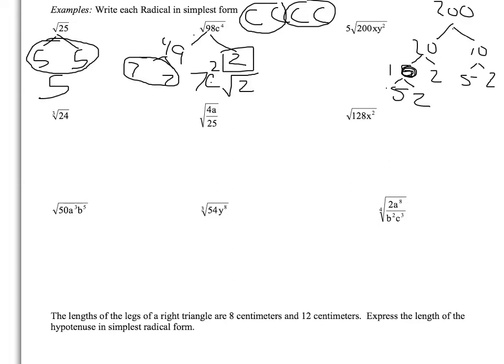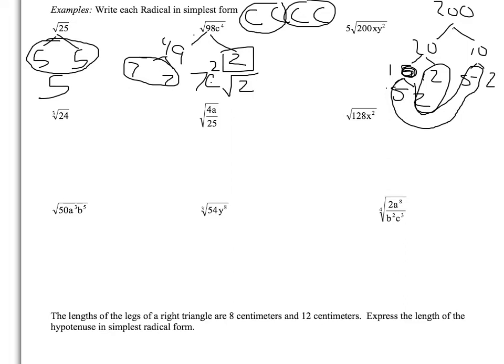From there we circle up our pairs. I have a pair of 2s. I also have a pair of 5s. I have the 5 here and the 5 there. They can come from different branches. And so, the pair of 5s and the pair of 2s come out by multiplication.